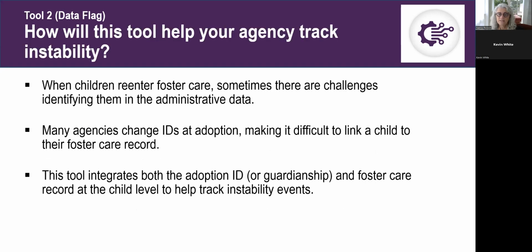The title of this slide is, how will Tool 2 help your agency track instability? When children re-enter foster care, there may be challenges in identifying them in the administrative data. For example, many agencies change IDs at adoption, making it difficult to link a child to their foster care record. This tool integrates both the adoption and guardianship ID and the foster care record at the child level to help track instability events. Next.